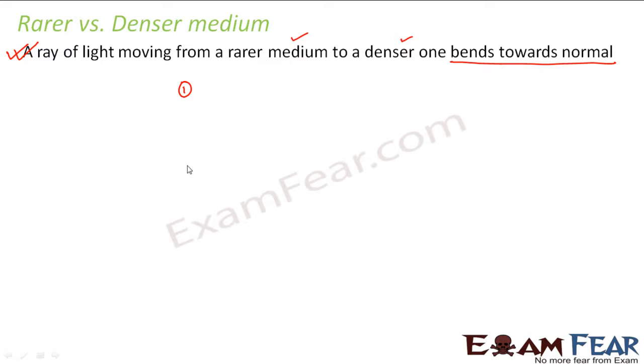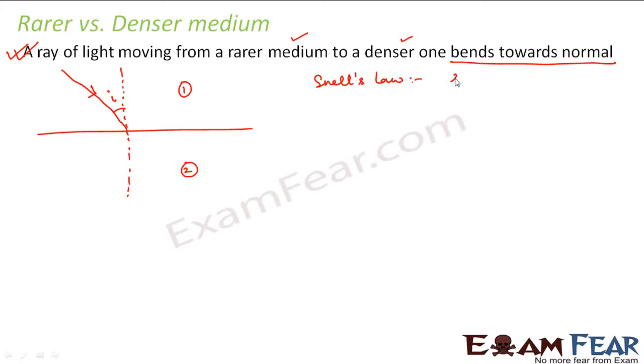Suppose we have two media, 1 and 2. This is the normal drawn to the boundary of the two media. Let us suppose this is the ray of light which is incident on the interface. Now how will the refracted ray go? From Snell's law we know that sin i by sin r is equal to n21.